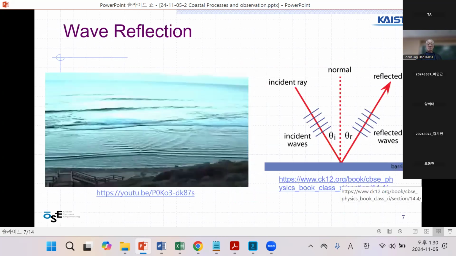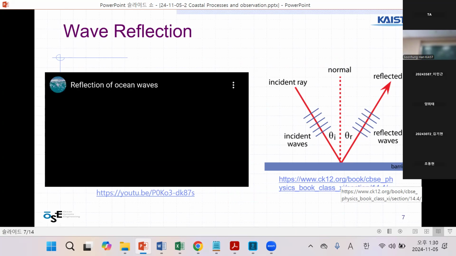And then the wave reflection, bounce up. This one shows you the wave is coming and also reflected by the land, and then some videos.